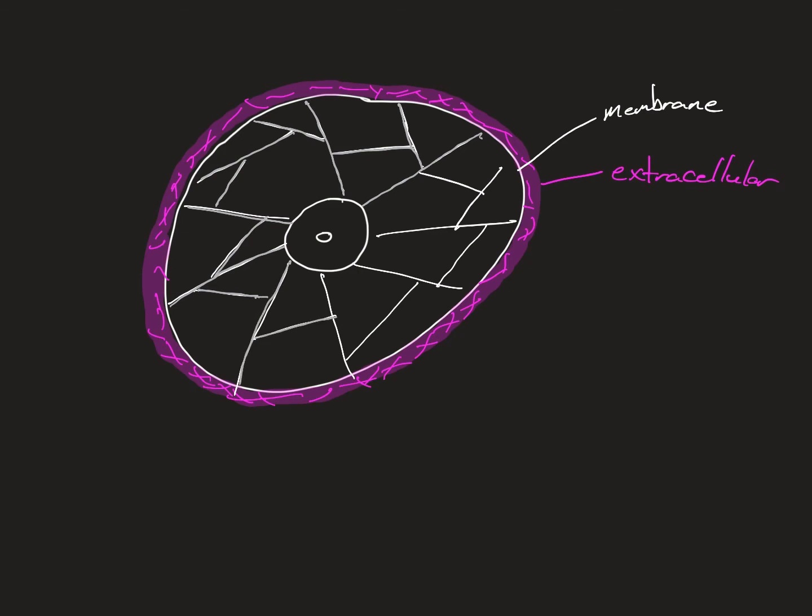Wait, the white is the membrane? Yeah, I labeled it, didn't I? I can't tell if you can tell colors. I was just making sure. Can you tell the colors on the screen? Yeah, but I was just clarifying. I'm just saying, can you tell that this is white and this is gray? Yeah. Okay. So this gray is the cytoskeleton.